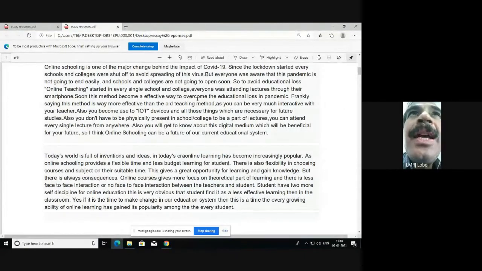Soon this method becomes an effective way to overcome. So soon, this method is not starting off a new sentence. You cannot start a sentence with soon. So you could use: this method became an effective way to overcome educational loss in pandemic times. Frankly speaking, this method is a more effective way than the old conventional system.